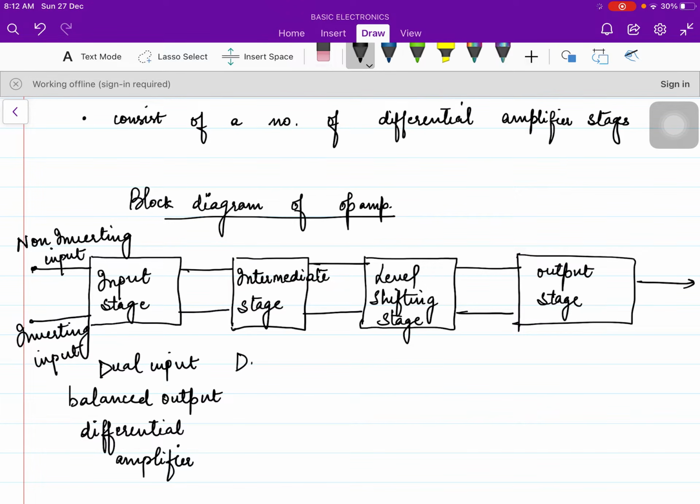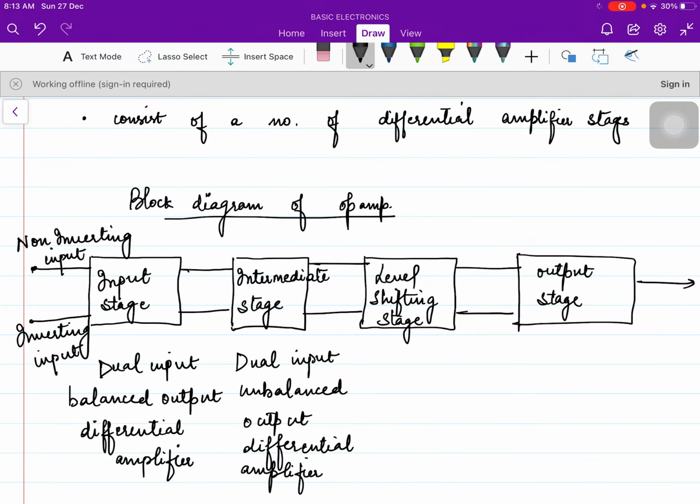So the second one, that is the intermediate stage, is dual input unbalanced output differential amplifier. When you observe the diagrams of these differential amplifiers in my further video, then you will easily remember it. But at present, just remember the names of these differential amplifier stages.